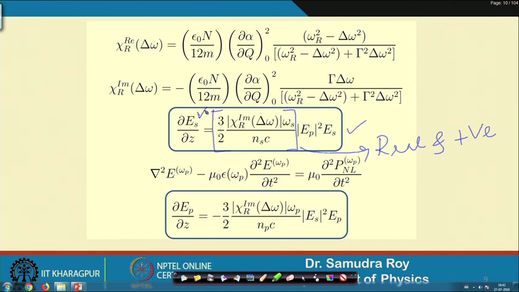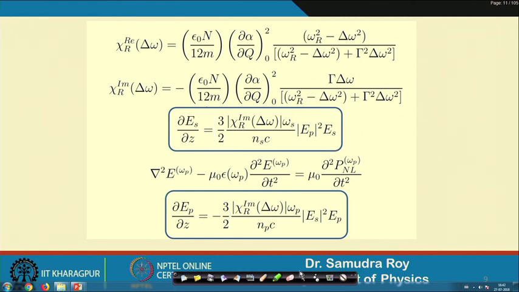In a similar way, you can find E p, and you will find a similar kind of expression, but the notable thing is that you will have a negative sign. This negative sign suggests that E p is going to decay. What is E p? E p is the pump, and E s is our Stokes field. So that means the Stokes field is going to amplify and the pump is going to decay.